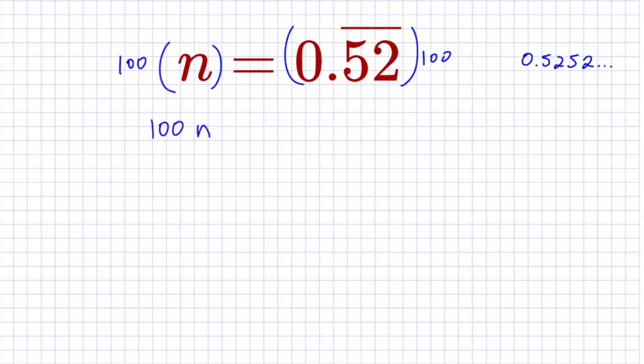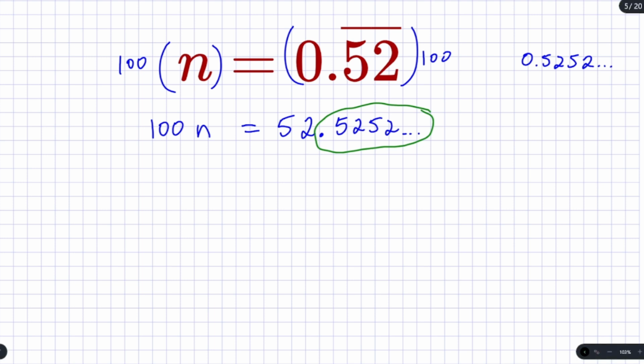This gets us 100n equals, so we'll get 52 point. Now remember, after that decimal point, there are more 5s and 2s. So it'll continue to be 5, 2, 5, 2. That will continue forever. As before, this decimal point and repeating part are equivalent to the original amount that we started with, n. So we'll subtract 0.5252 repeating from the right side, and on the left side we'll subtract one of the n's.